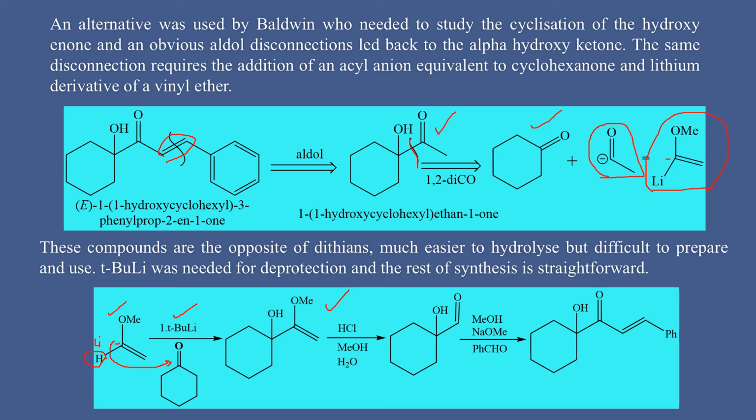When it is hydrolyzed, an enol is obtained, this methoxy is converted into H, and this enol is converted into its keto form, and then in the presence of a base and alcohol, this keto group, which is in fact the formyl group, reacts with benzaldehyde to give the target molecule.